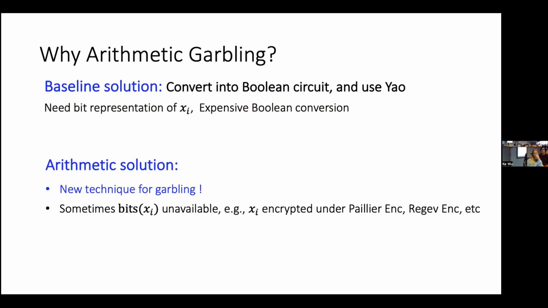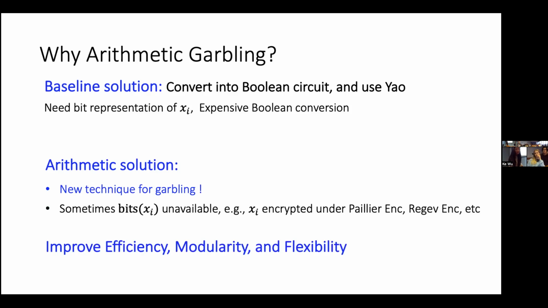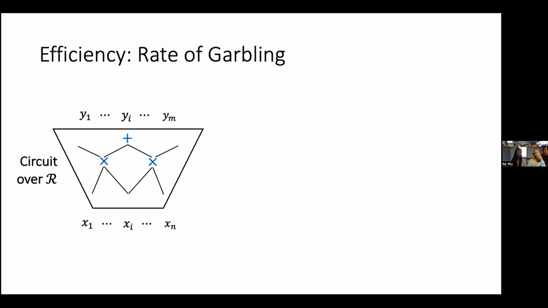For example, your input is already encrypted using an arithmetic linear homomorphic encryption scheme, where you can still evaluate an affine encoding function on your input to create encryption of the labels, but you cannot do bit decomposition. More than that, if we manage to find natural arithmetic solutions, likely it is going to get us other things, for example, efficiency, modularity, and flexibility. And this is indeed what we do. Okay, so let me tell you what we actually achieve.